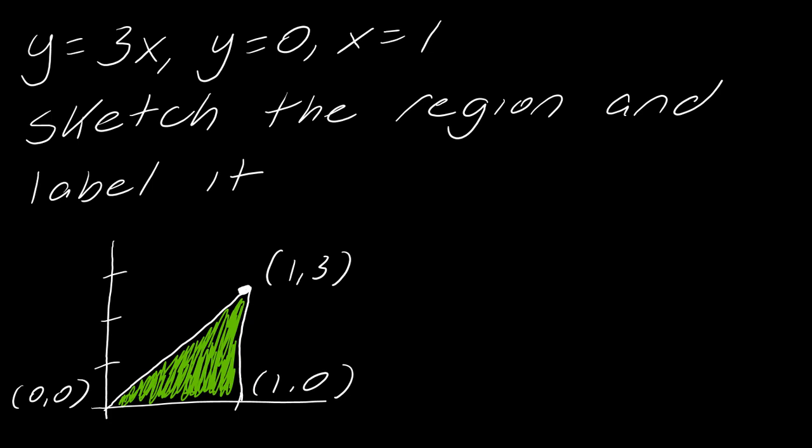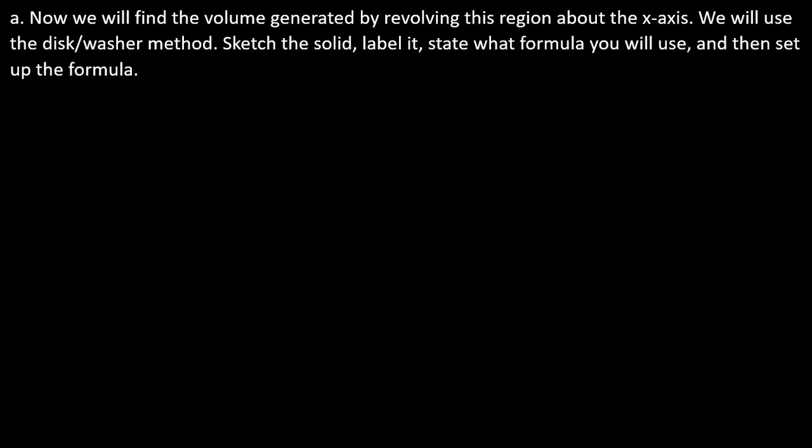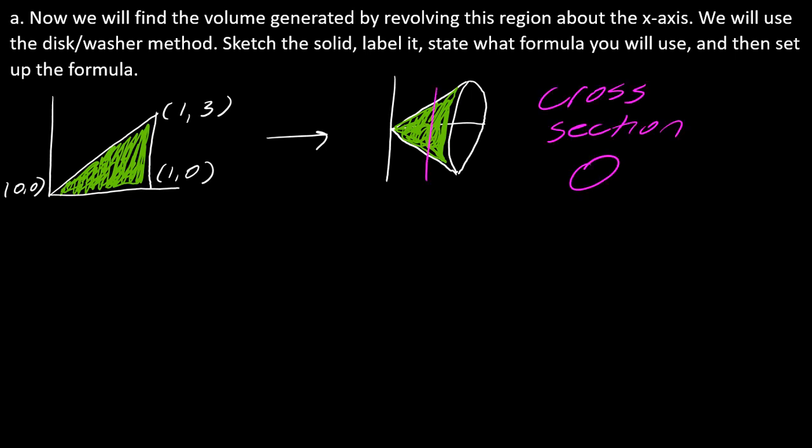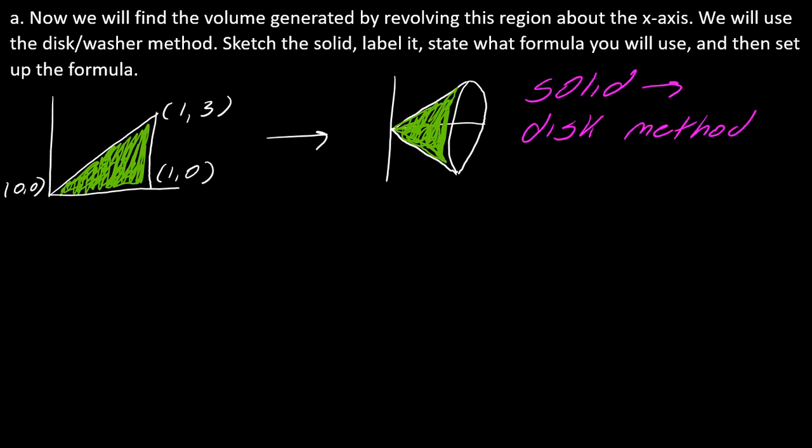Okay, so now let's do this. We are going to revolve this region about the x-axis using either the disc or washer method. So I need to start with that initial region, and then I'm going to rotate or revolve it about the x-axis. So it looks something like this. So there's my shape, and I can see that it is a solid. So my cross section will look like this, right? If you're not sure if it's a solid or not, think about what the cross section will look like. My cross section is just going to be a circle. And since it's a solid, that means I'm going to use the disc method, okay? So solids are disc method.